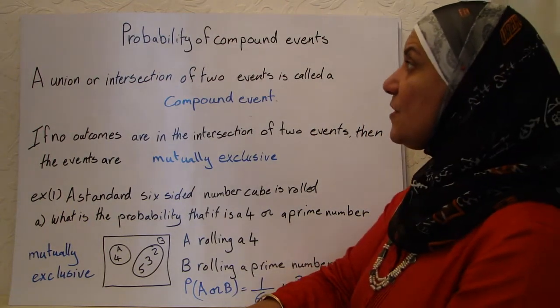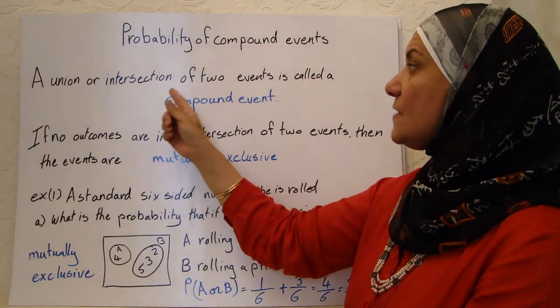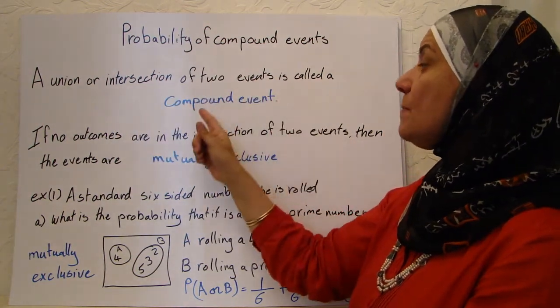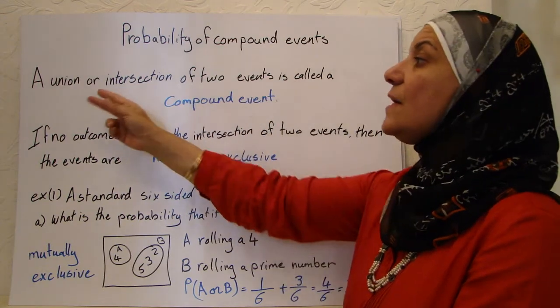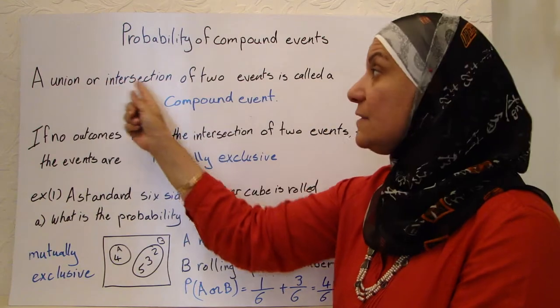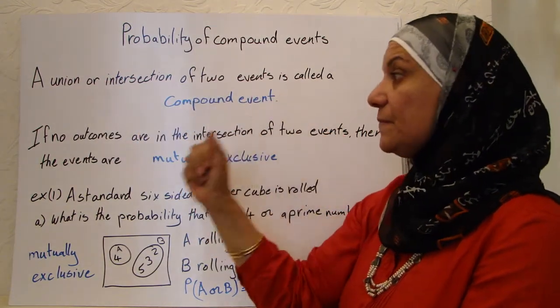Today we're going to speak about probability of compound events. A union or intersection of two events is called a compound event. So a compound event is when we have a union or intersection of two events. It has to be two events, compound.